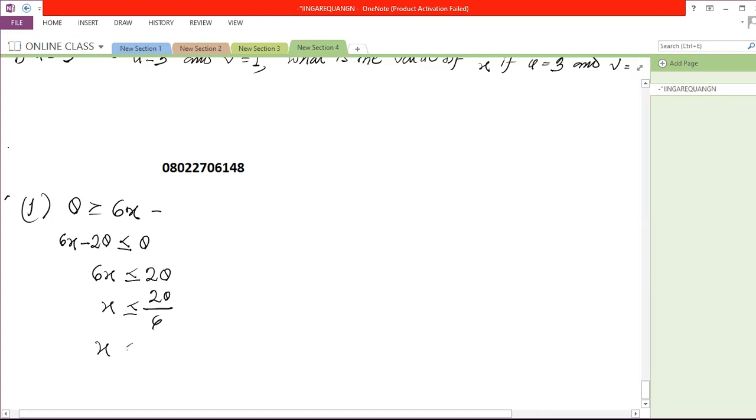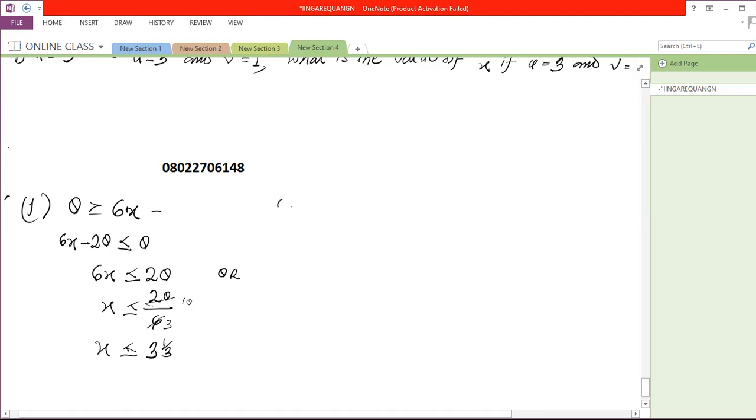So x is less than or equal to, by the time you cut this with 2, you have 3 over 10. So you have 3 whole number 1 over 3. Or let's use the second method.